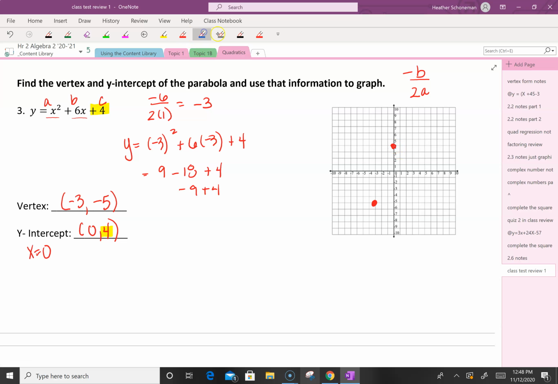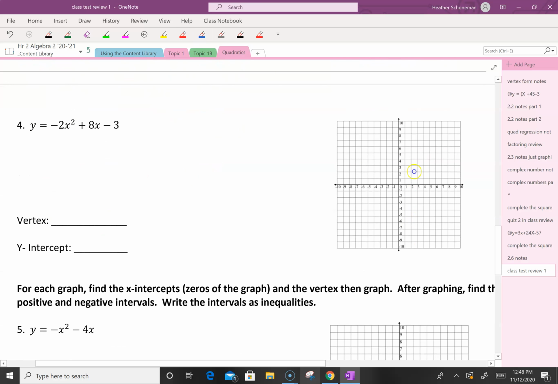And now to graph it, I'm going to graph a vertical line down my vertex because the graph is symmetric on the vertex. And since this point was 3 to the right, I'm going to count point 3 to the left, and then I'm going to connect my 3 points and graph. All right, let's try that one more time.